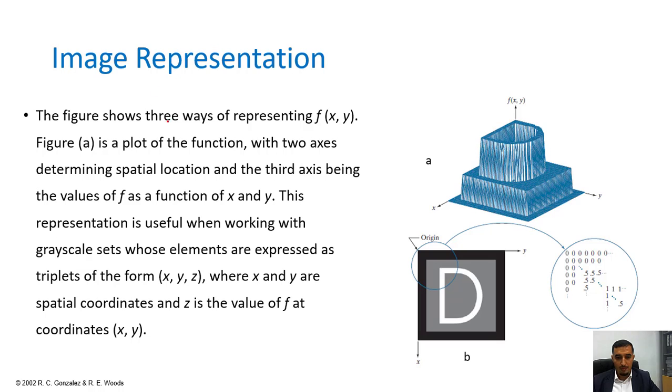Now, how do we represent the images? First of all, we represent them using the x, y, and z axes, as you can see here. In this image, you can see that f is plotted as the z axis, where f represents our image or pixel values. So this is a grayscale image with x, y, and z. This is the first representation of an image.